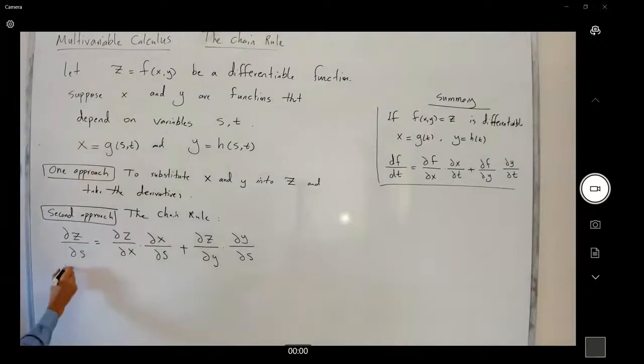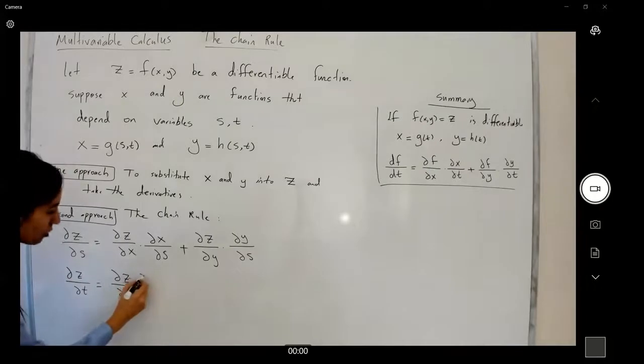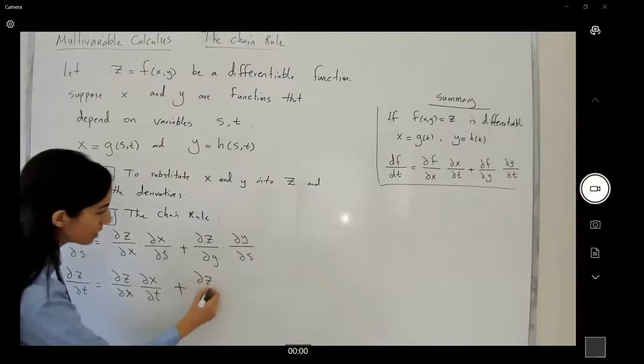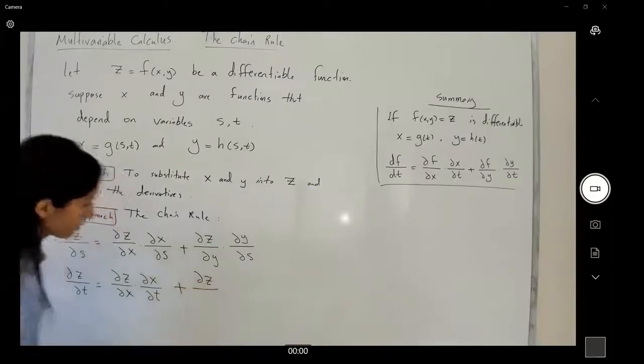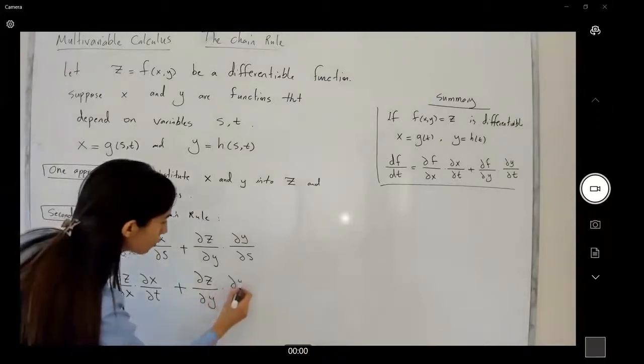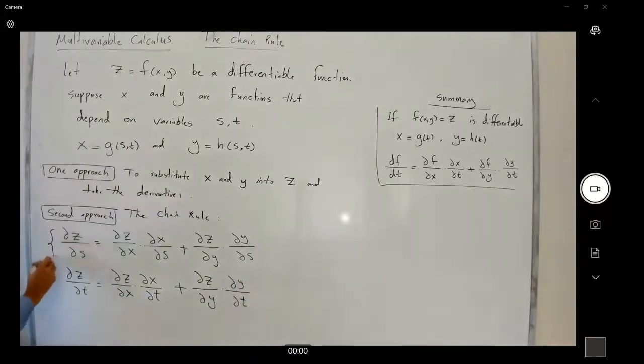So that is the first partial derivative of the function with respect to s. Now we move on to variable t. The partial derivative of z with respect to t is partial derivative of z with respect to x, and x depends on t as well, so we take the partial derivative of x with respect to t, plus partial derivative of z with respect to y, and now taking the partial derivative of y with respect to t.